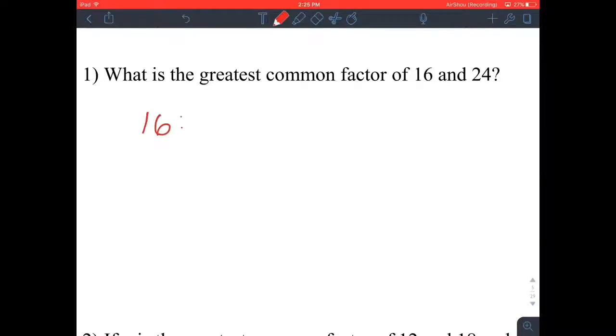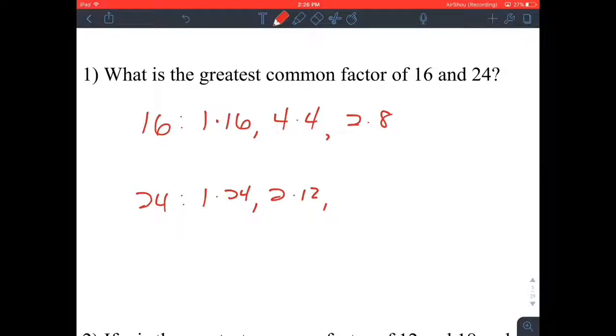Well, 16 could be written as 1 times 16. Could be written as 4 times 4. Could be written as 2 times 8. 24 has pairs of factors of 1 and 24, 2 and 12, 3 and 8, and 4 and 6.